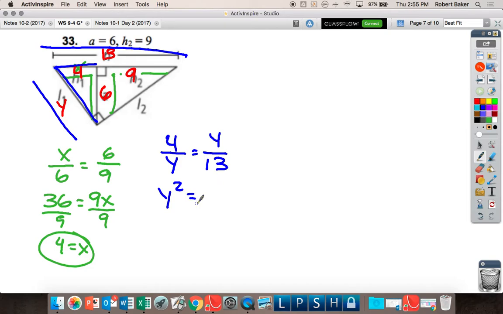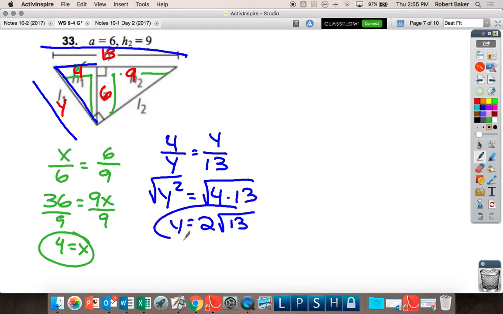52. 4 times 13. And you'll see why here in a second. If I take the square root of both sides, you take the square root of 4. Yes, 2. Can you take the square root of 13? No. So if you had done 52, you would have broken it down to 4 times 13. Sometimes not doing math is better than doing math. So we get 2 square roots of 13 over here.